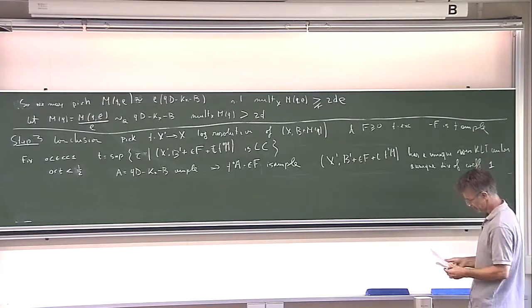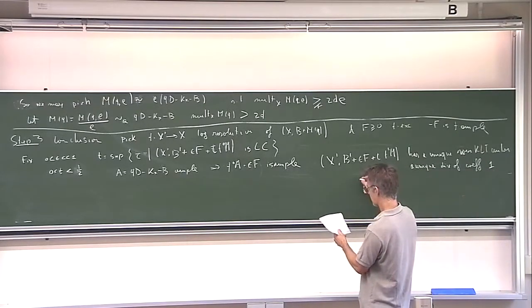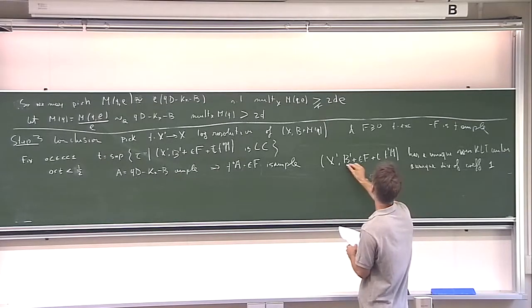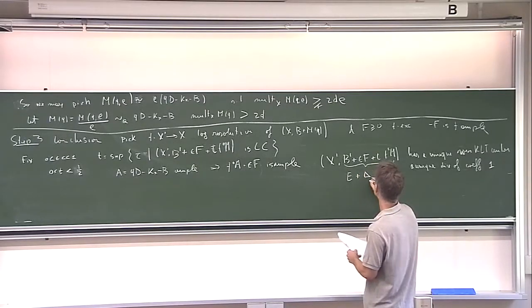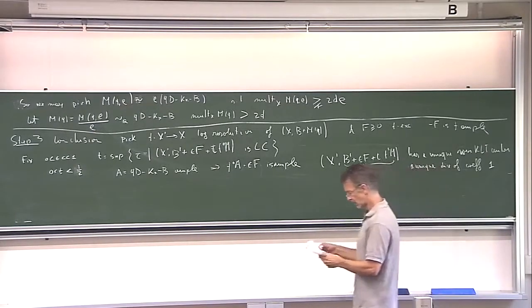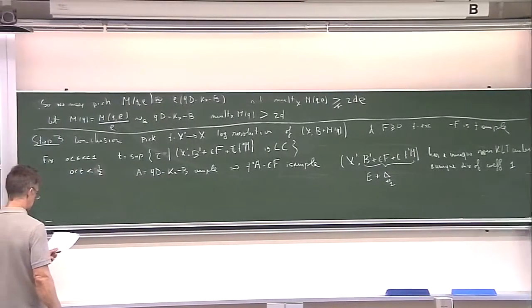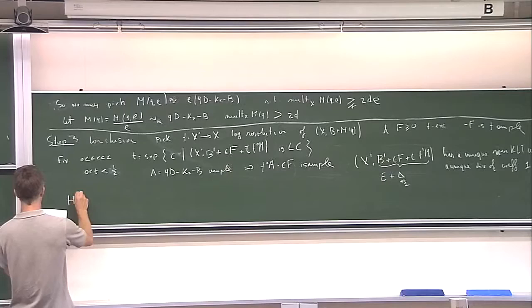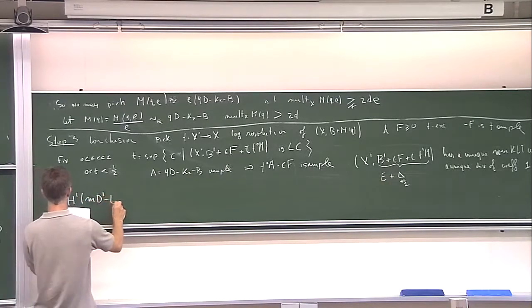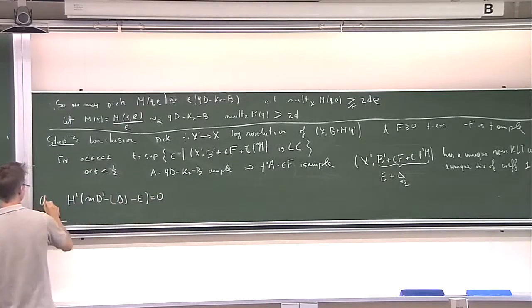OK, so we're almost there, because now we find a special divisor. So I guess we can write this as E, the divisor of coefficient 1, plus delta, where this has coefficients strictly less than 1. OK, so now I claim that H1 of M D prime minus the round down of delta minus E is equal to 0. OK, I'll check this in a second.